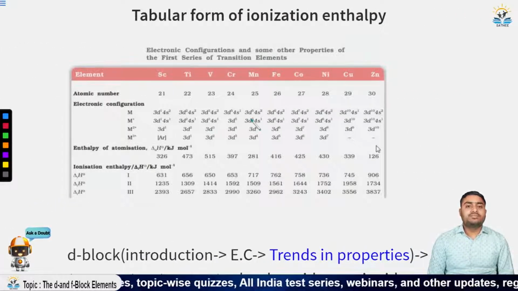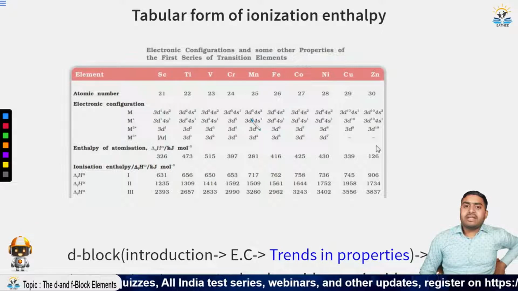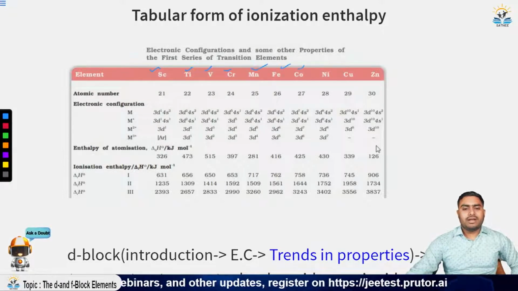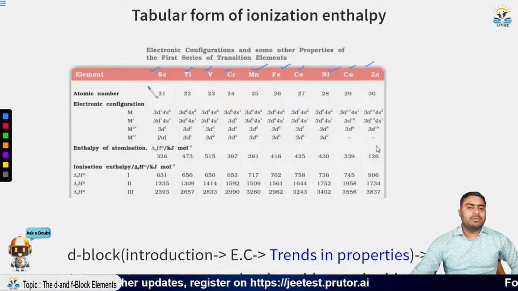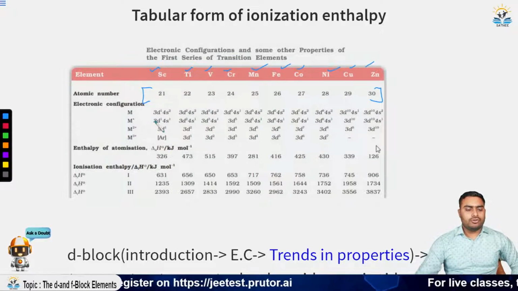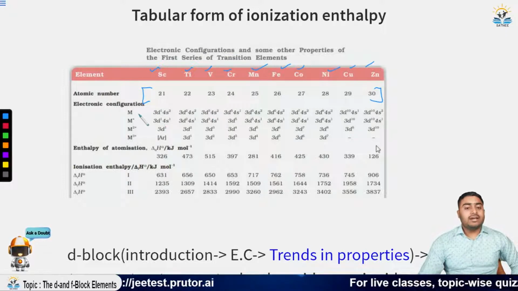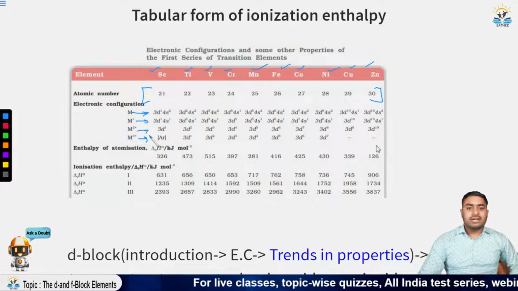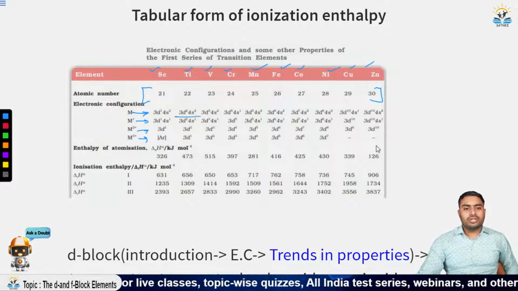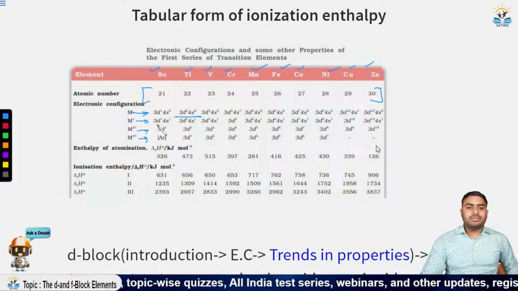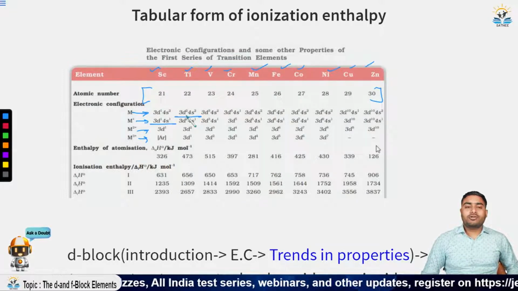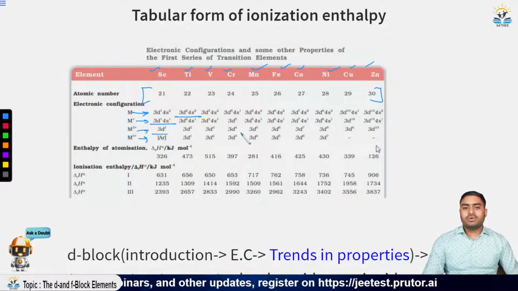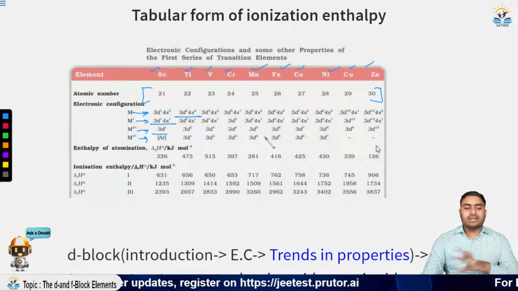Let's move to the next. This is the tabular form of ionization enthalpy, right? You can see scandium, titanium, vanadium, chromium, manganese, iron, cobalt, nickel, copper, and zinc, atomic number 21 to 30. You can see the electronic configuration of each element in their M positive, M2 positive, and M3 positive states. You can see M 3d1 4s2, 3d2 4s2, and so on. M positive 3d1 4s1, so the removal of electron is taking place from the 4s orbital first. M2 positive 3d1, 3d2, and so on. In M3 positive, you can see the electronic configuration.